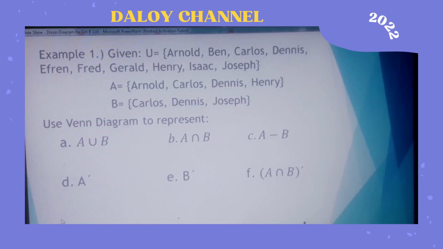For letter A, you are required to find A union B. Letter B, find A intersection B. C, finding the difference A minus B. Letter D, find the complement of A. Letter E is to find the complement of B, while F, you have to find the complement of the intersection between A and B. For letter G, you're required to find the intersection of the complement of A and complement of B. And for H, you are required to find the complement of the union of set A and B.